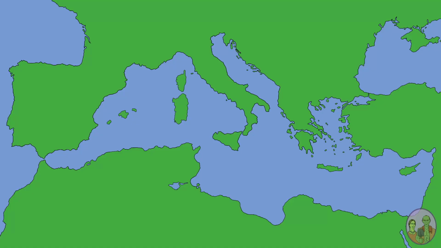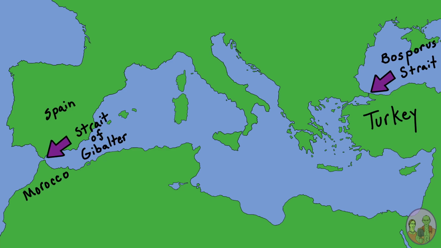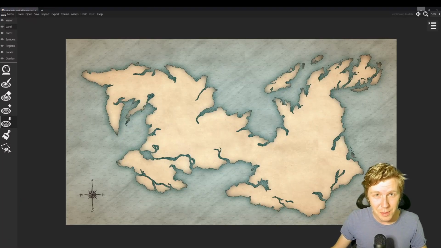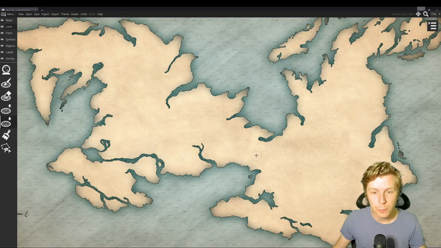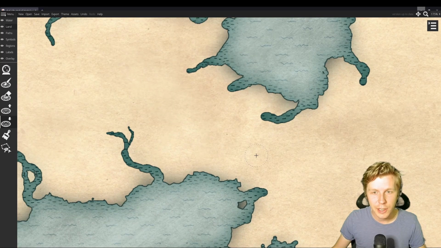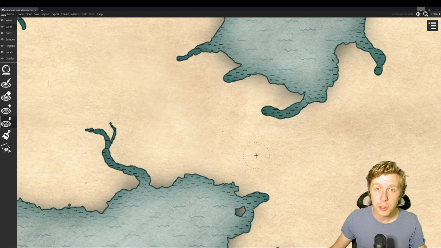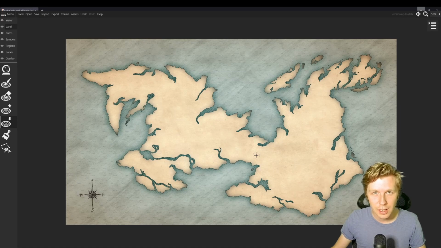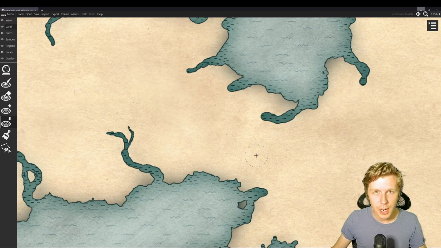Two great real-world examples of this are the Strait of Bosporus in Turkey or the Strait of Gibraltar between Morocco and Spain. So if we were going to do that on this map, a great spot for it would be right here. And that's because you have two large land masses both coming together right at this one spot.